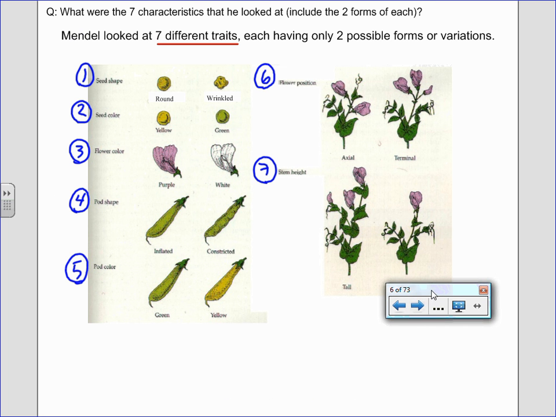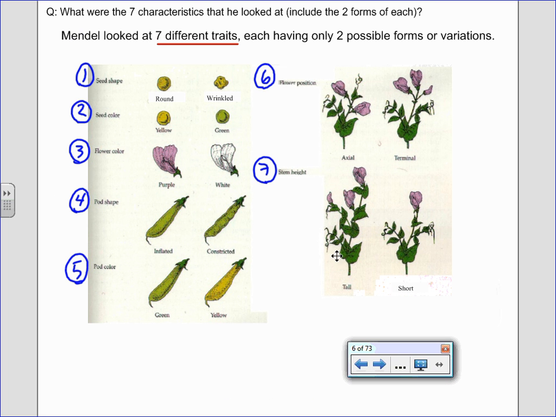The 7 traits that he did look at were seed shape. If you think of it, it's a pea plant, so the seeds are actually the peas. Seed shape was either round or wrinkled. Seed color was yellow or green. Flower color was purple or white.